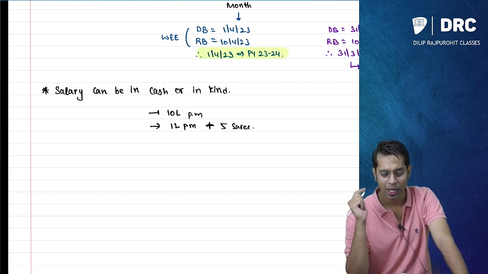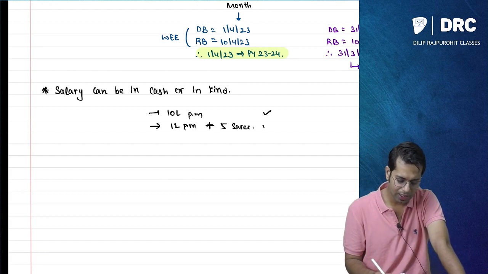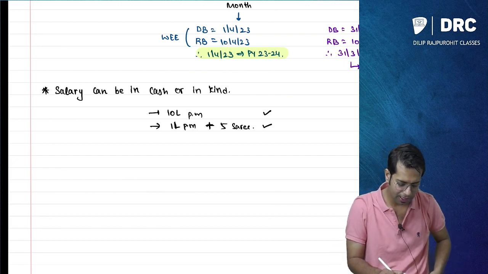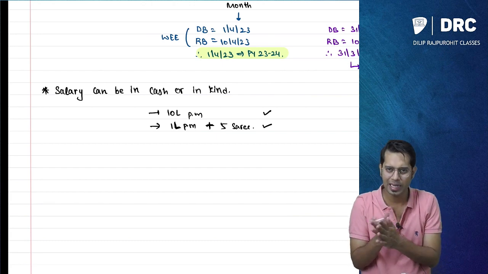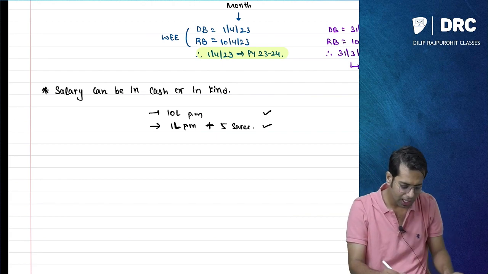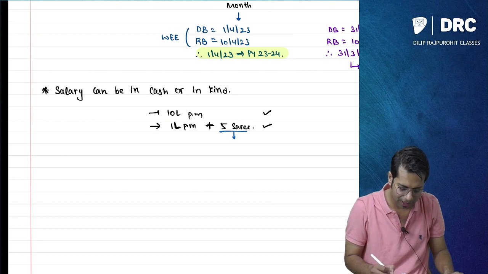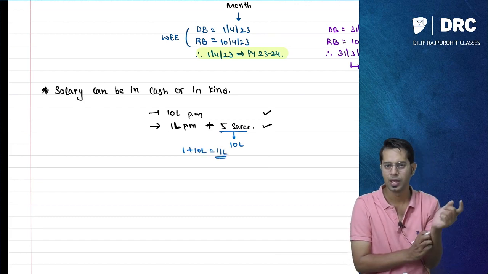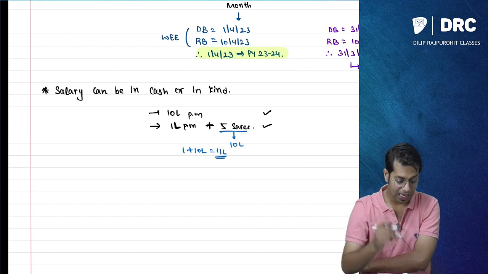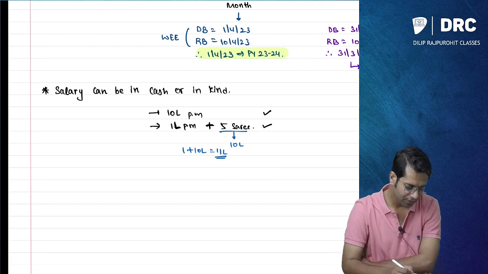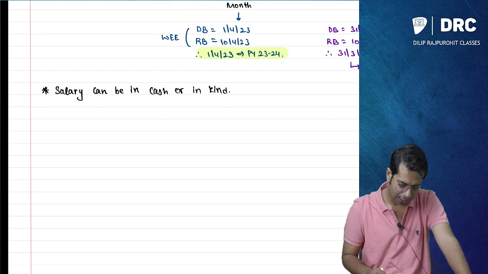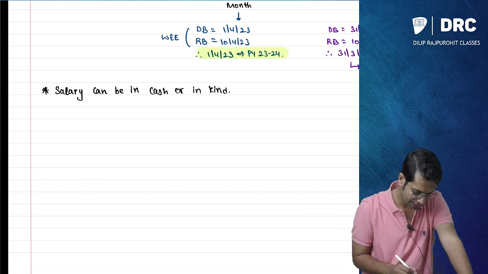So here, salary can be in cash or it can be in kind also. So it does not matter. Both the things will be taxable. So how will it be taxable? Say assuming the value of these 5 sarees is say 10 lakh rupees. So can I say 1 lakh plus 10 lakh, total 11 lakh rupees is the salary of this person. So salary can be paid in cash or in kind, and both will be taxable.